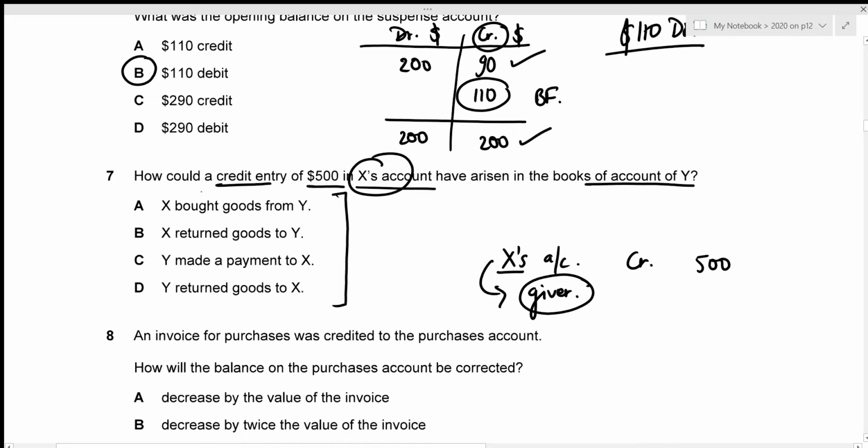Let's have a look at the first one. It states that X bought goods from Y. So whenever X is buying something, he would receive something and not give something, right? So option A is definitely incorrect.